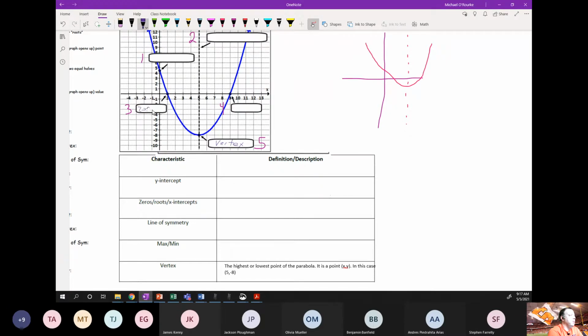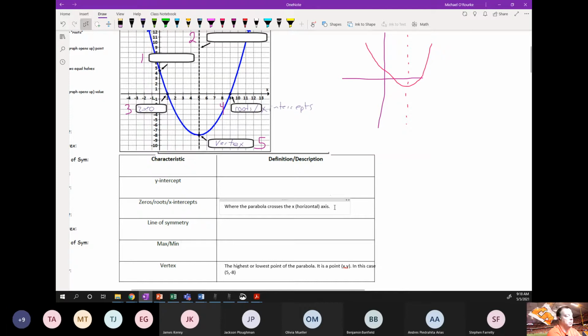Oh my gosh, my writing thing doesn't want to write. Zeros. They're also called the roots. They're also called x-intercepts. Okay. So you'll find that sometimes they're named all 3 of these things. I will call them either the x-intercepts or the zeros usually. Okay, so that's where the parabola crosses the x, which is the horizontal axis.